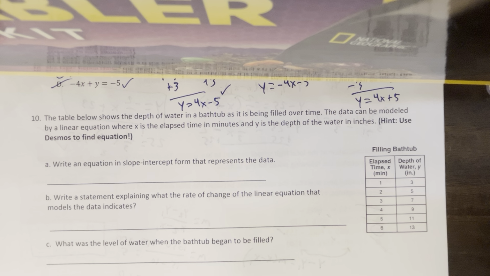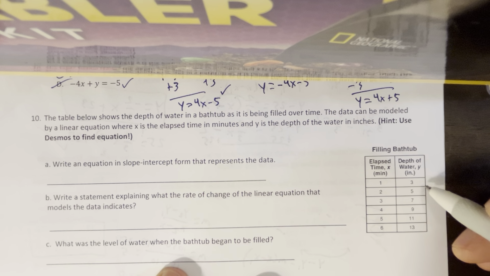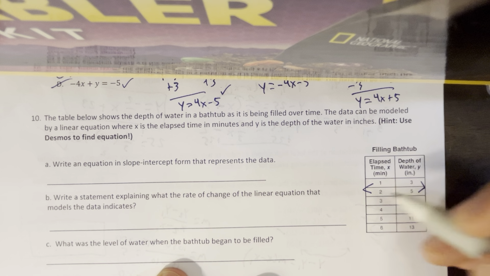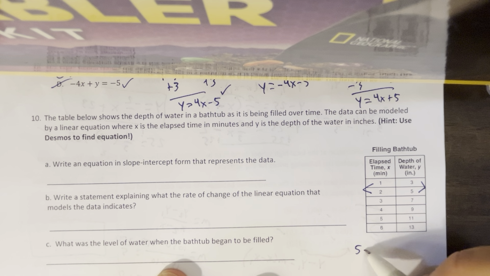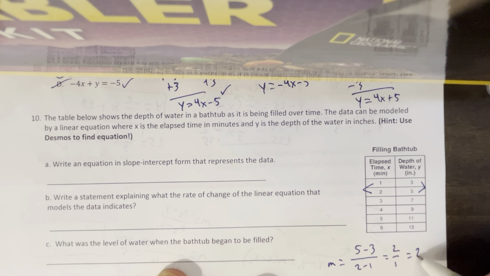And so again, we could do it by hand or we can do it by calculator. I'll start off doing it by hand. So I'll use these two points right here. So 5 minus 3 over 2 minus 1, which gets me 2 over 1. And so my slope is 2.